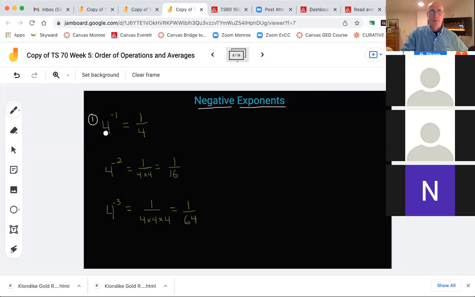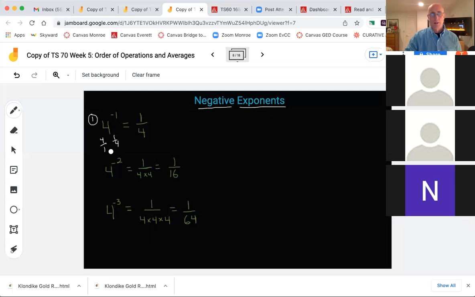Remember when I said 4 to the first would just be 4, right? When you have a negative exponent like that, it becomes 1/4. You basically make it like the reciprocal, in a sense. Here's what I mean by saying it's the reciprocal. 4 to the first would just be 4, right? Technically, that's 4/1. What's the reciprocal? The reverse of that is 1/4.